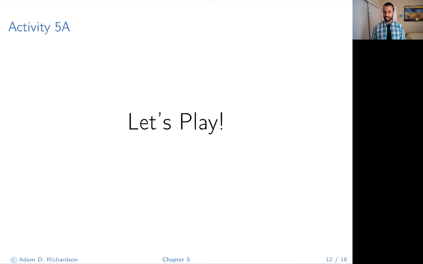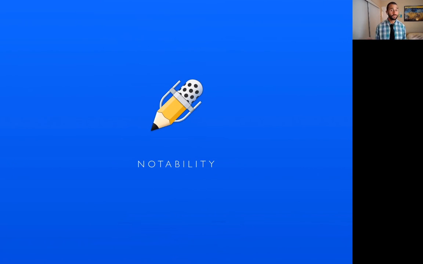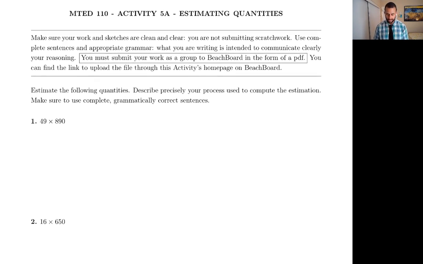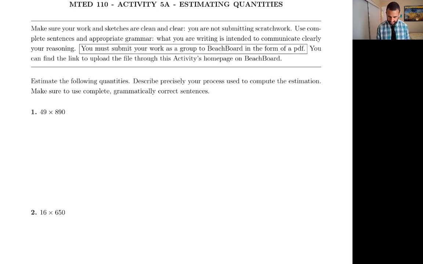All right, so let's play. Let's take a look at activity 5A. If I remember correctly, this one is quite short because it's really just about estimation. Let's pull it up and take a look. Okay, there we go. Estimating quantities. The first question says to estimate the following quantities and describe precisely the process you use to compute the estimation.